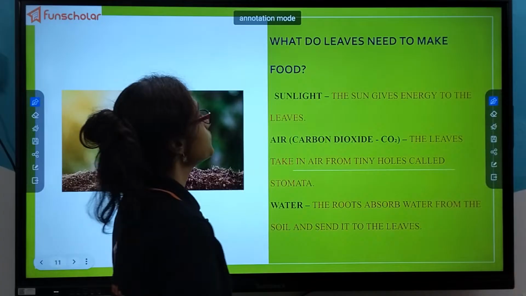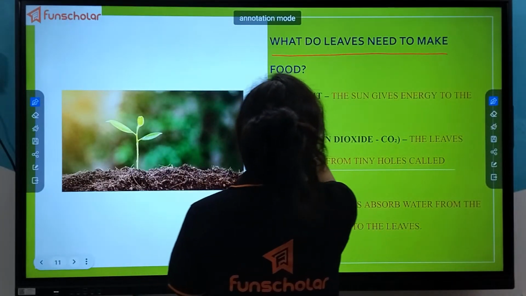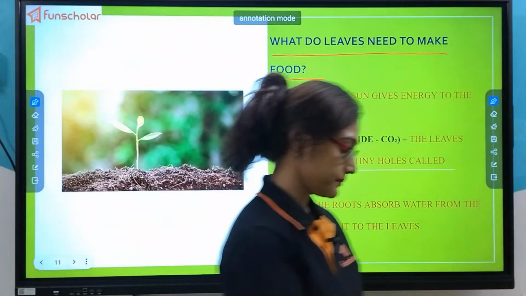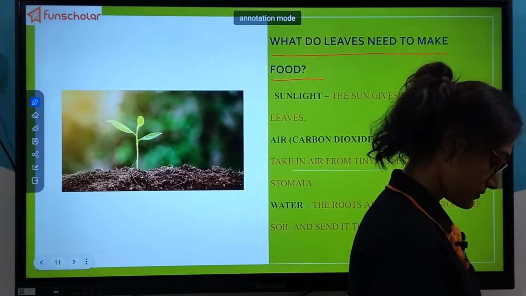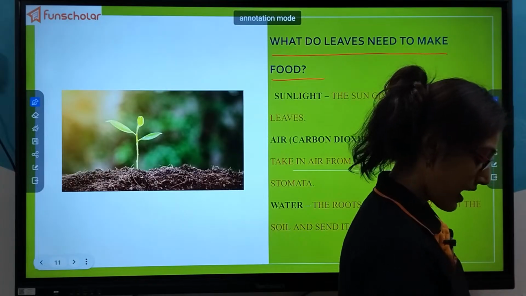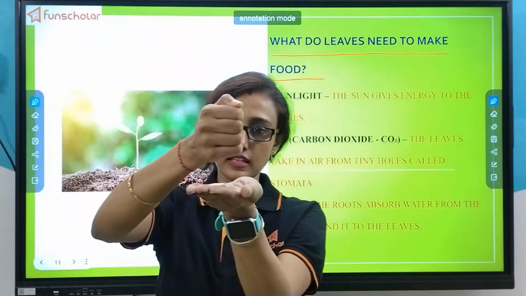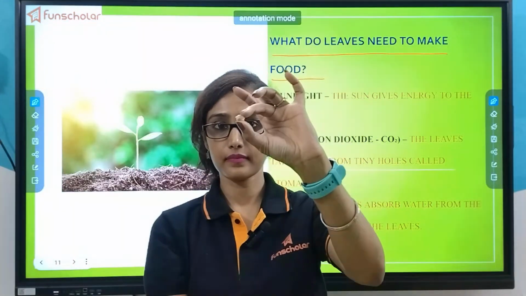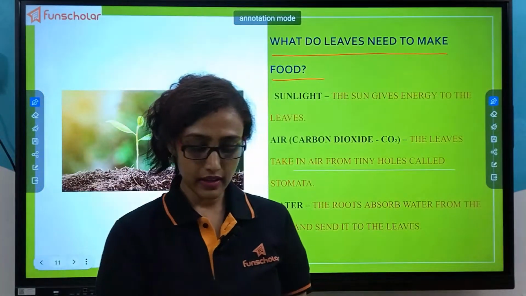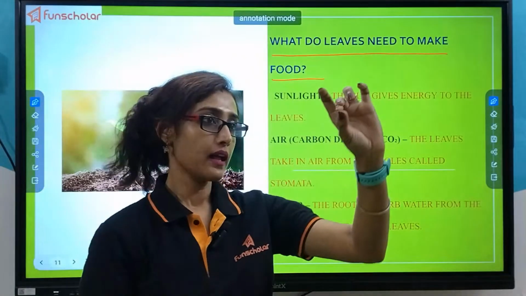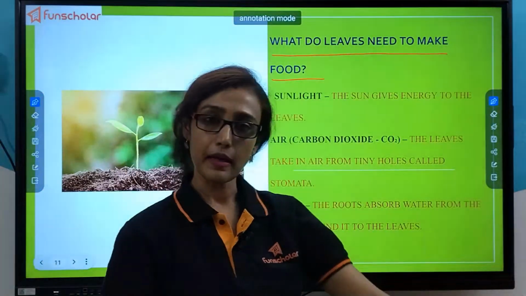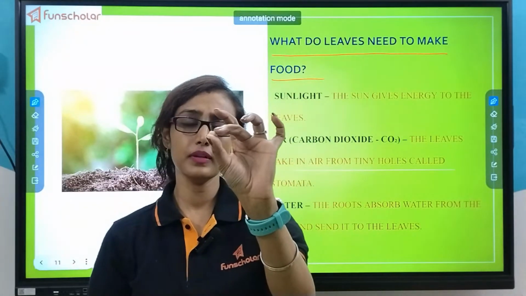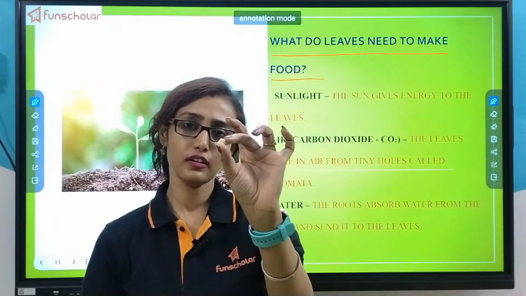Now, what do leaves need to make food? See, I have some seeds in my hand. Now, if I keep this seed on the table, and after some days, do you think that this seed will produce a plant?